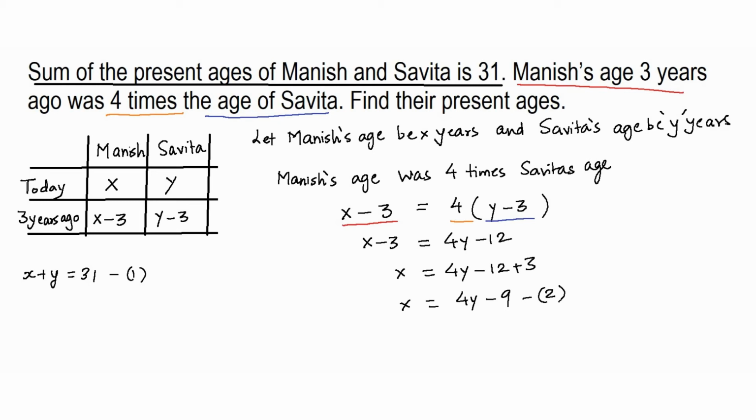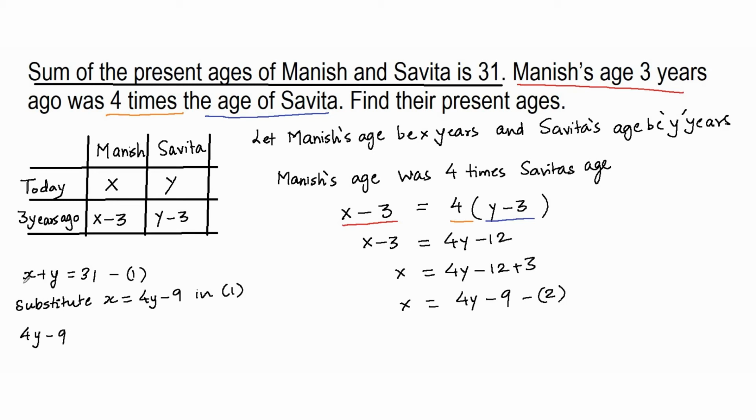So now I can substitute x as 4y minus 9. Substitute x equals 4y minus 9 in the first equation. So instead of x, I have to write 4y minus 9.